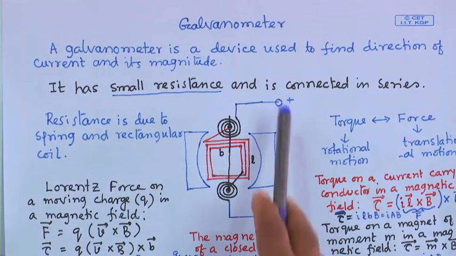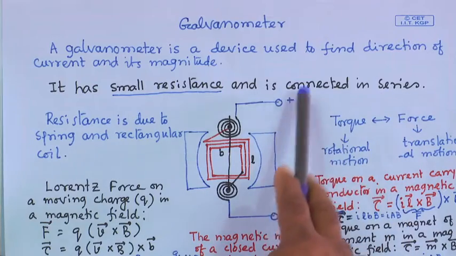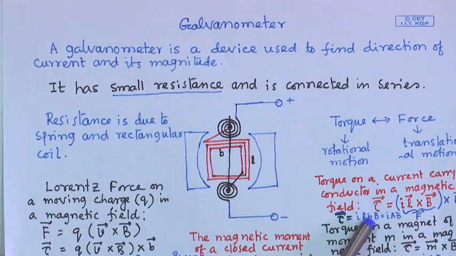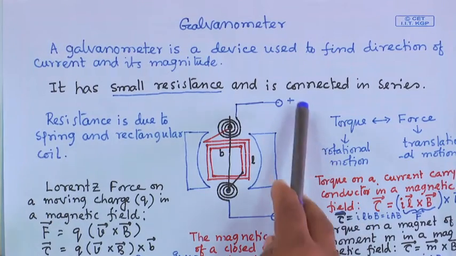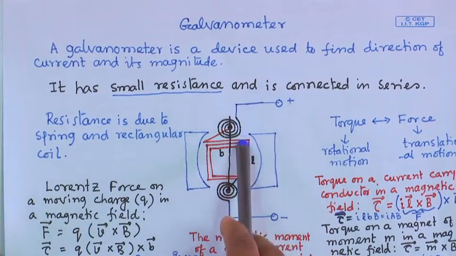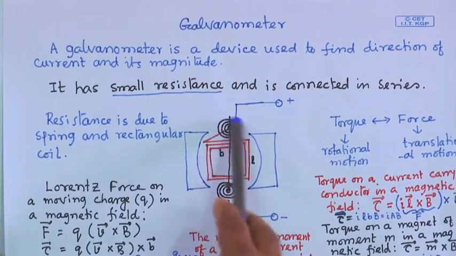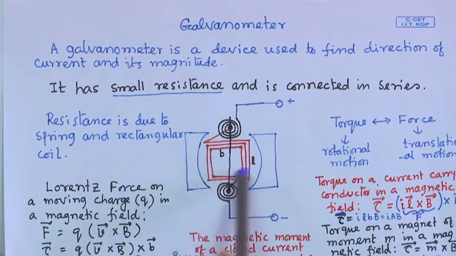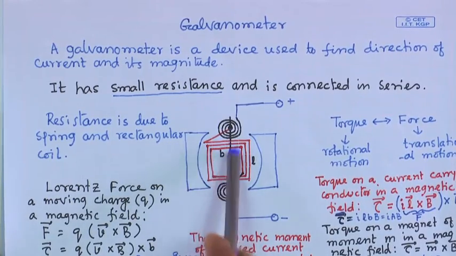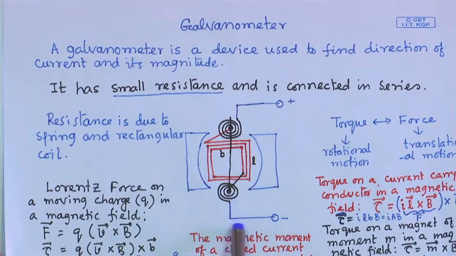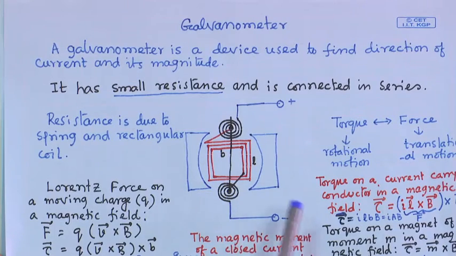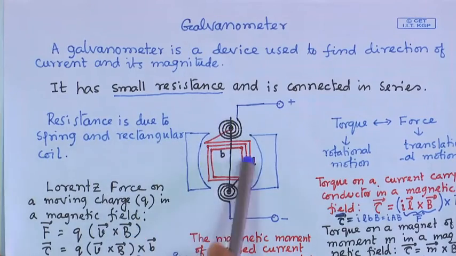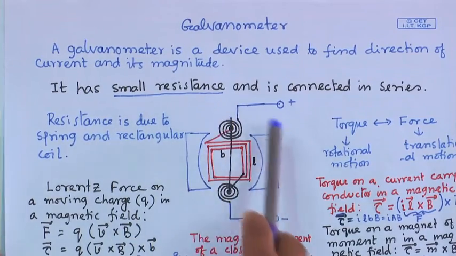Okay. So when it is connected in the circuit, these two ends are connected in the circuit. When current flows, it goes through the spiral of the spring, then the rectangular coil, and then the other spring. So this resistance is due to the springs and the rectangular coil. That is the resistance of the galvanometer.